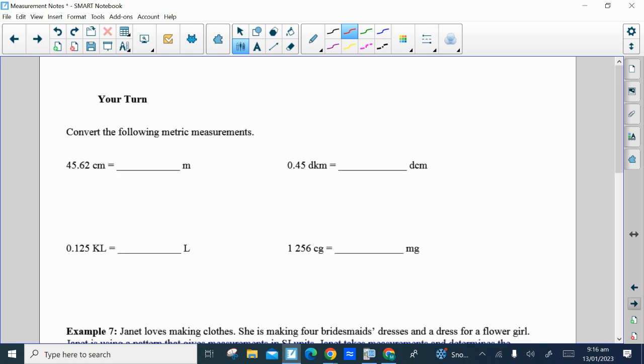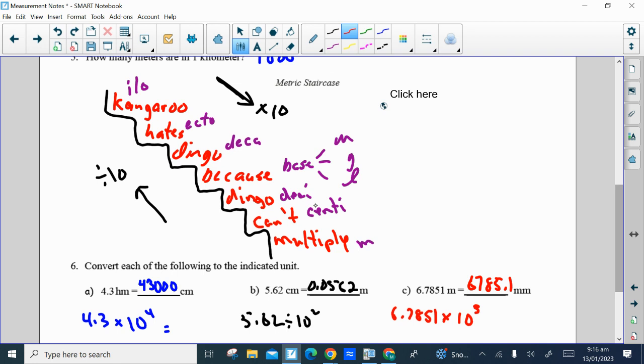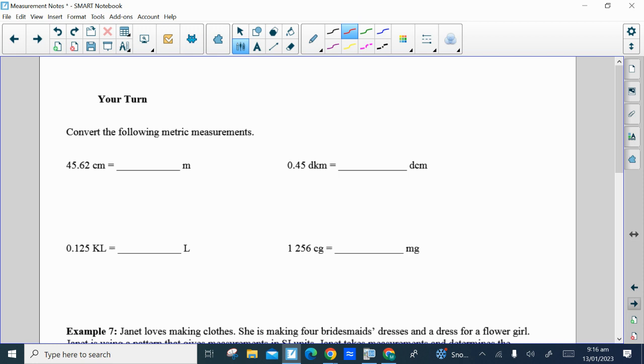So on the next page, we've got some more to do, going from centimeters to meters. If you go back to the metric staircase, centimeters to meters is 2 steps up the metric staircase. So you're going to divide by 10 twice. We'll divide by 10 squared. And every time you divide by a factor of 10, the decimal moves 1 spot to the left. So this time it'll have to move 2 spots to the left, which will give us 0.4562 meters.